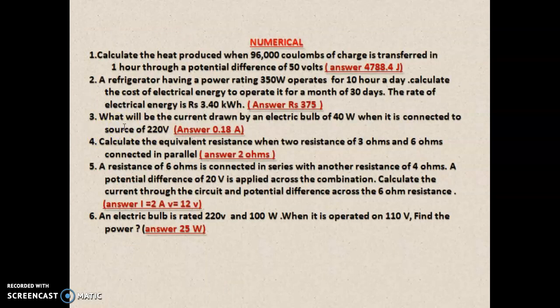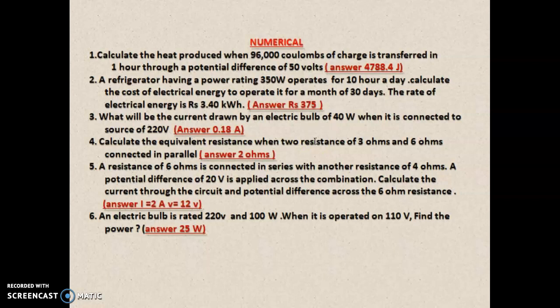Next, what will be the current drawn by an electric bulb of 40 watt when it is connected to a source of 220 volt? So here what is given in this sum is the power and the potential difference. You have to find out the current. So you know that power is equal to V into I. So using this formula you can find out the current.